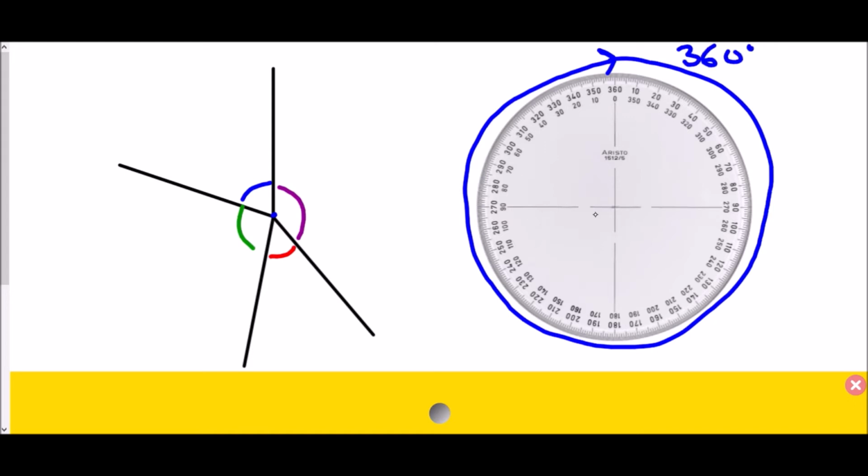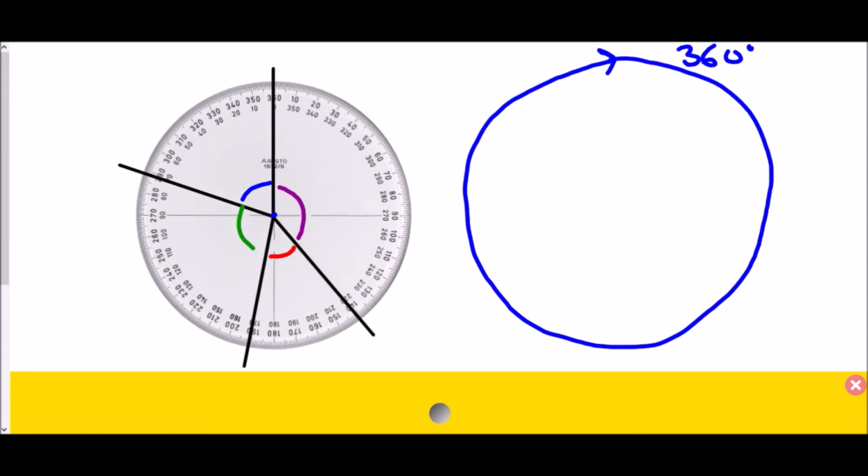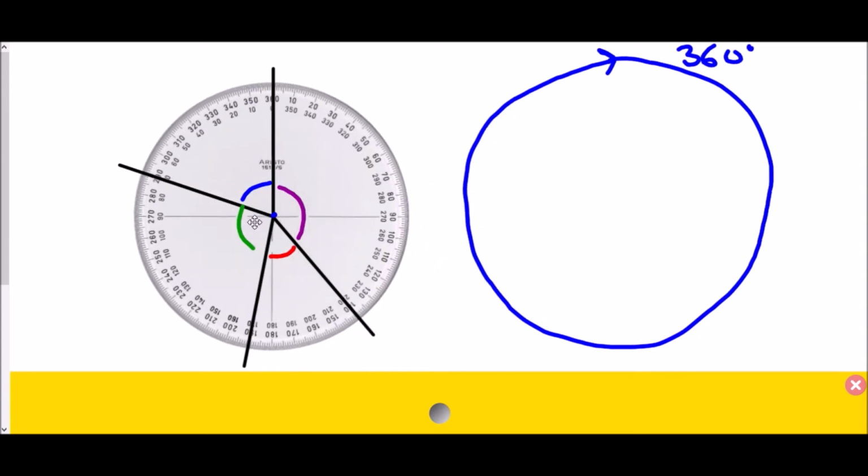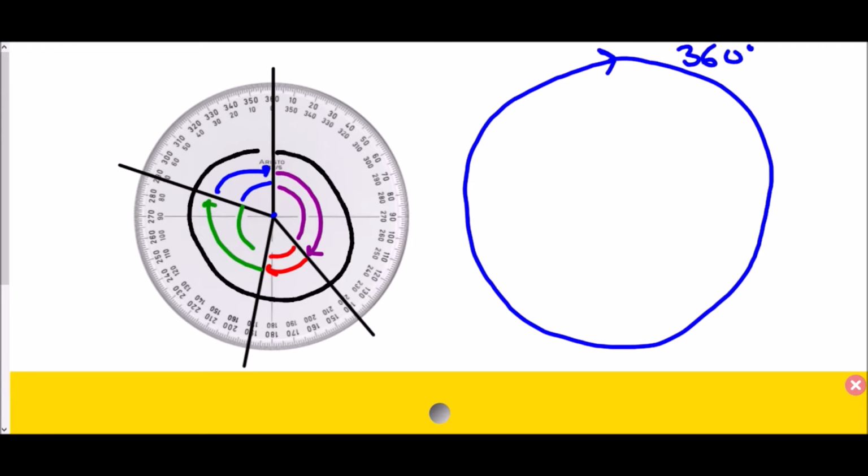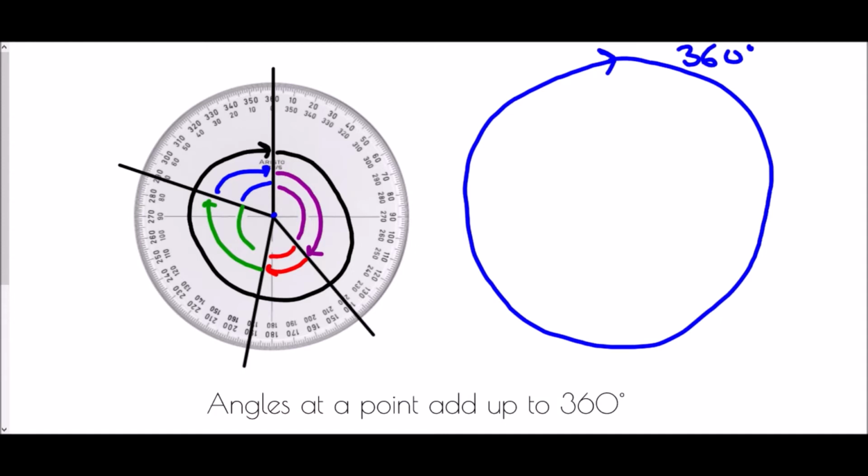If we bring this protractor in and place it on top of our diagram here, we can see that exactly the same situation is happening. We've turned through in four separate pieces. We turned in the purple section first, and then in the red, and then in the green, and then in the blue. But in one swift turn, if we put all of them together, we have turned 360 degrees. And therefore, our rule here is that angles at a point add up to 360 degrees. So let's see how we can put that into action.